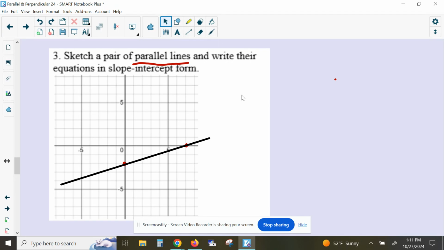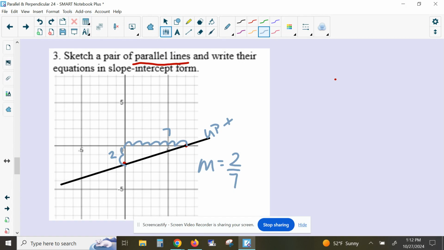So if we remember how to do our... So those are the 2 points I picked. So that is a rise 1, 2, and a run 1, 2, 3, 4, 5, 6, 7. So the slope of this line, and it is going uphill. So uphills are always positive slopes, right? So the slope of this is rise 2 and run 7.